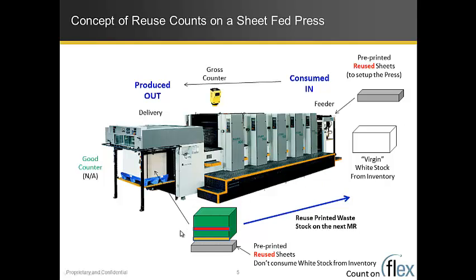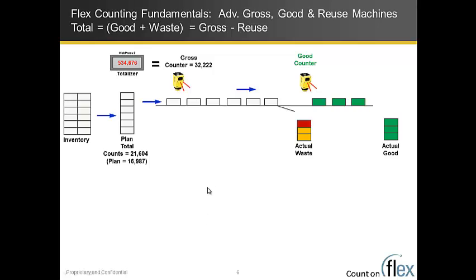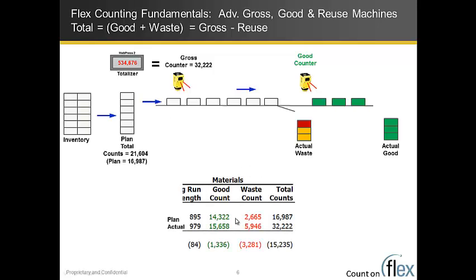So again, the concept here is that the gross counter is going to see a bigger pile of paper coming through the machine than what inventory allocated out to the machine. And that's the concept of reuse counts. So if we look at the diagram again, we can see the plan for the runs for the jobs that day. Customers had ordered 14,322. That's what they wanted. Allocation of a certain amount of make ready and run waste of 2,665. Should have only run 16,987 out of inventory.